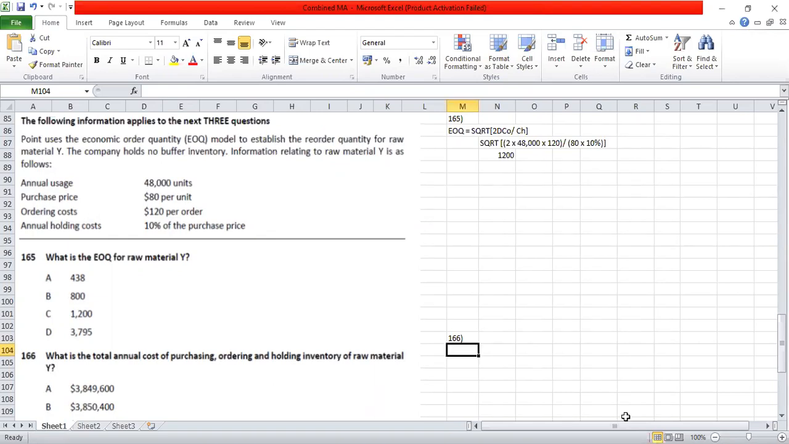Three sets of costs. First one is cost of purchasing. Cost of purchasing would be, the demand is 48,000. They have to purchase all 48,000 units at the rate of 80 per unit. So check this out.